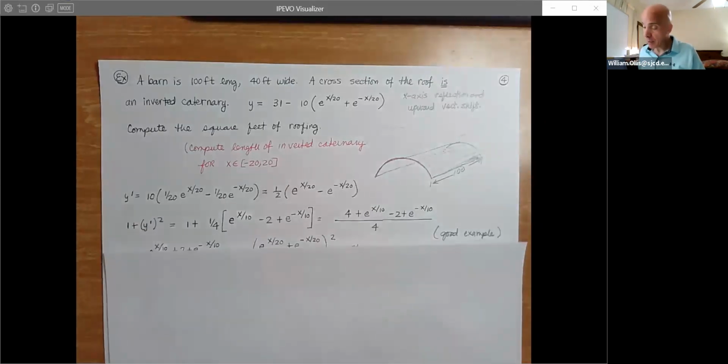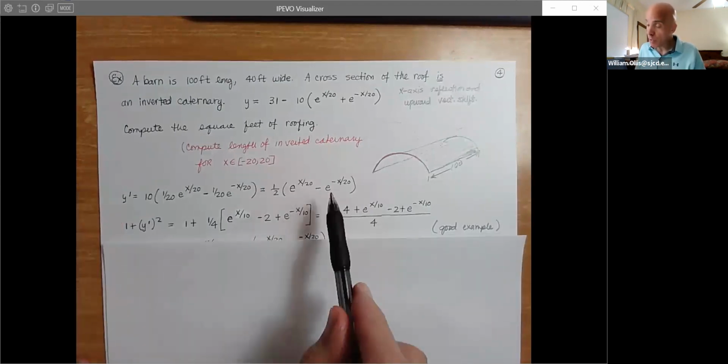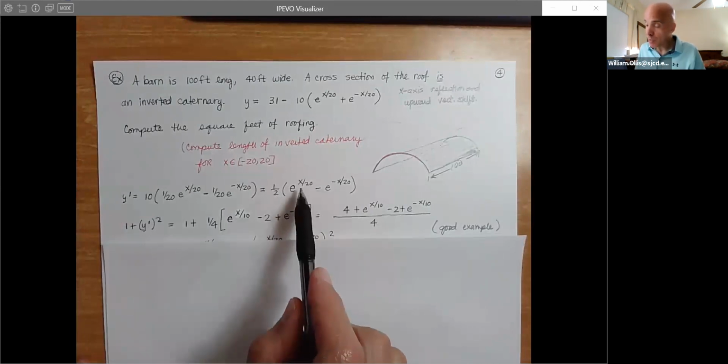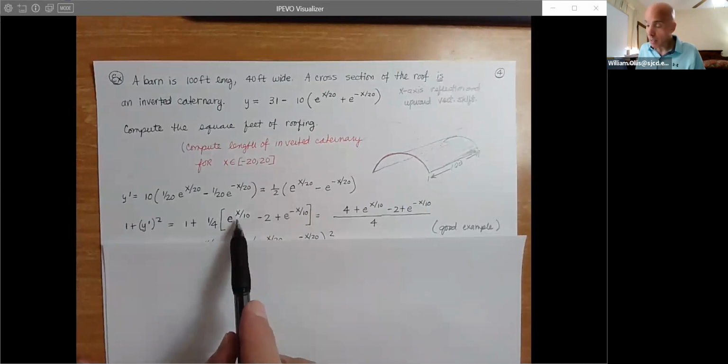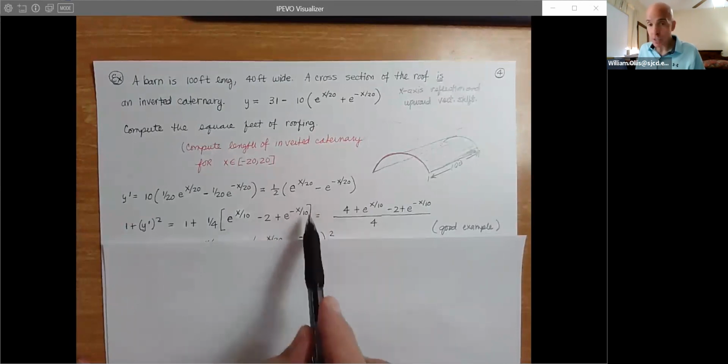Now, what we want to do is to square the derivative and then add 1. So when we square the derivative here, we're going to get the 1/4 here, and then we square this term. That'll absorb one of the 2's here, giving us x/10. Again, squaring this will absorb one of the 2's in the 20, giving us negative x/10.